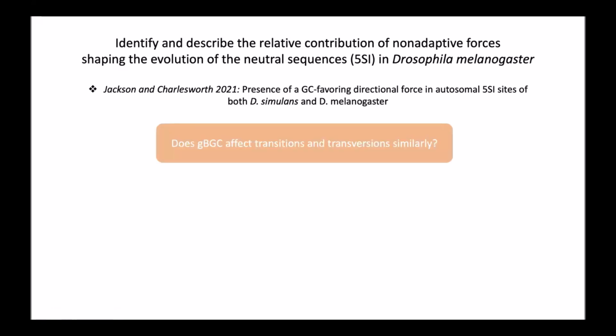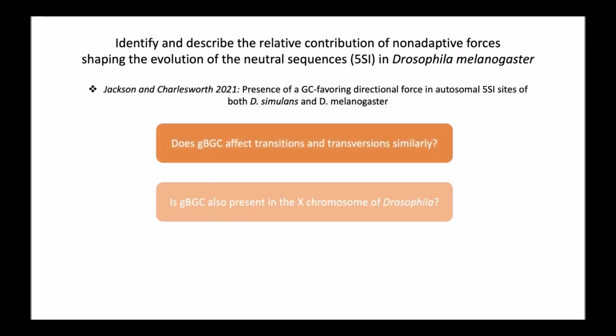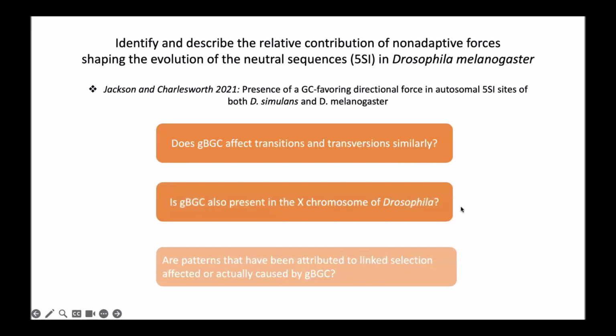For example, does GC-biased gene conversion affect transitions and transversions similarly? Or is GC-biased gene conversion also present in the X chromosome? If it is, is the strength of it similar to the autosomes or not? Most importantly, our interpretations about the effect of linked selection can maybe be caused or affected by GC-biased gene conversion. Do we see such patterns?